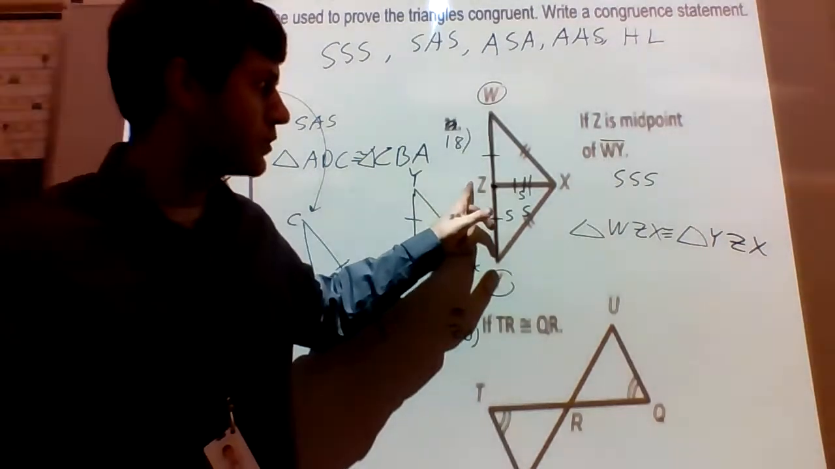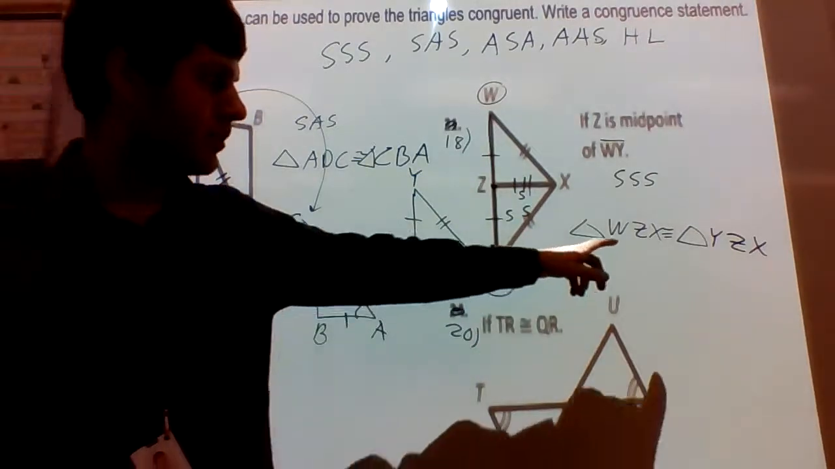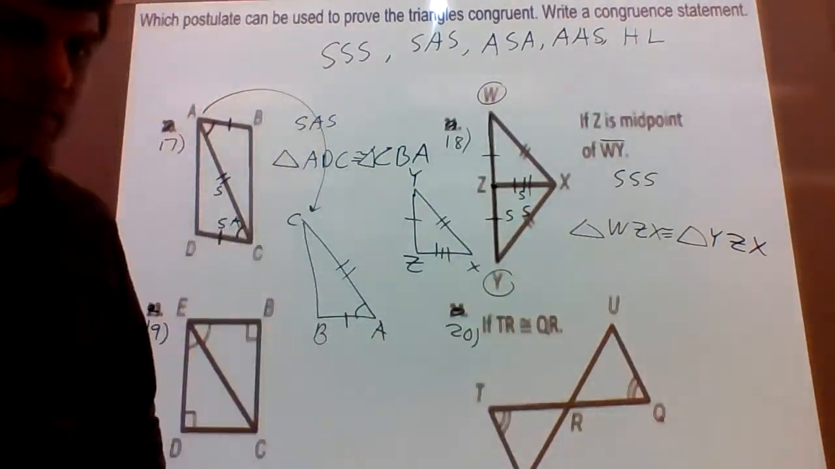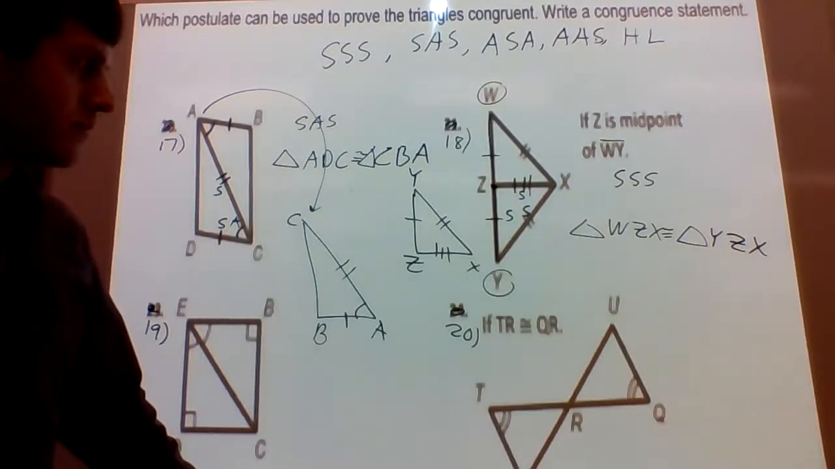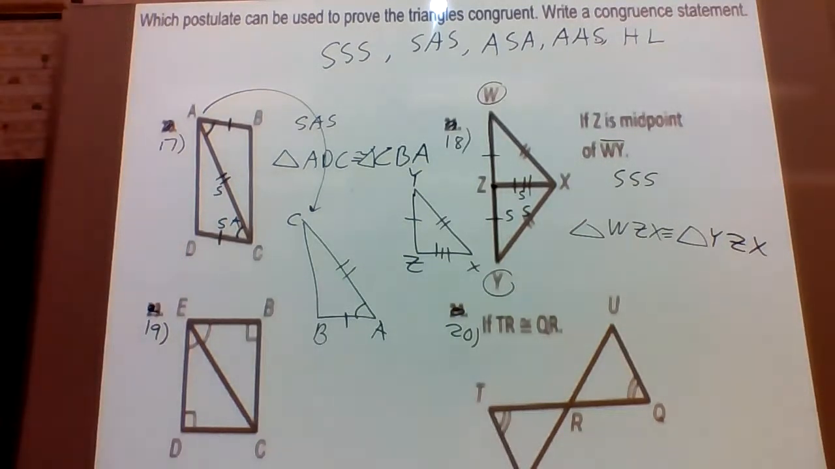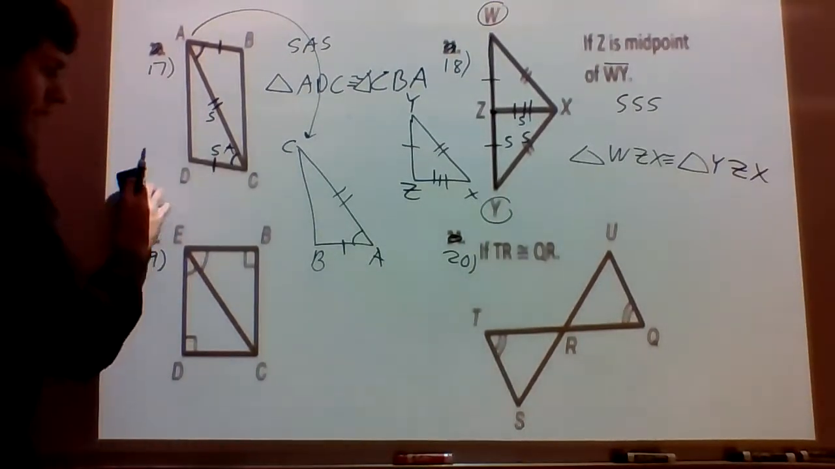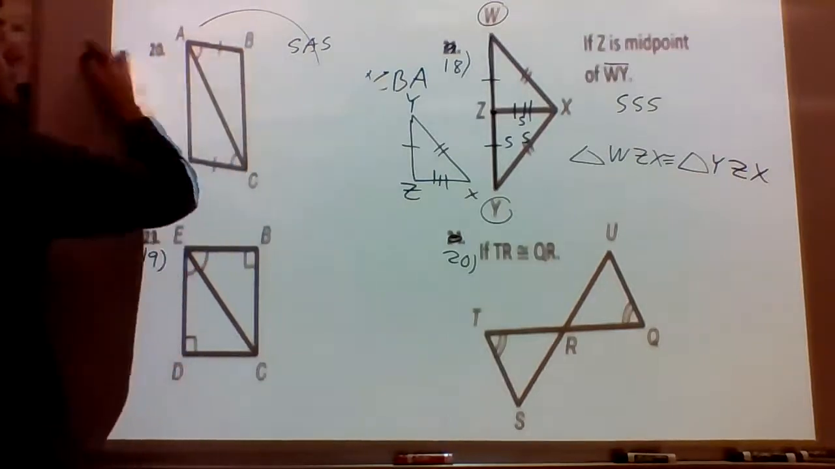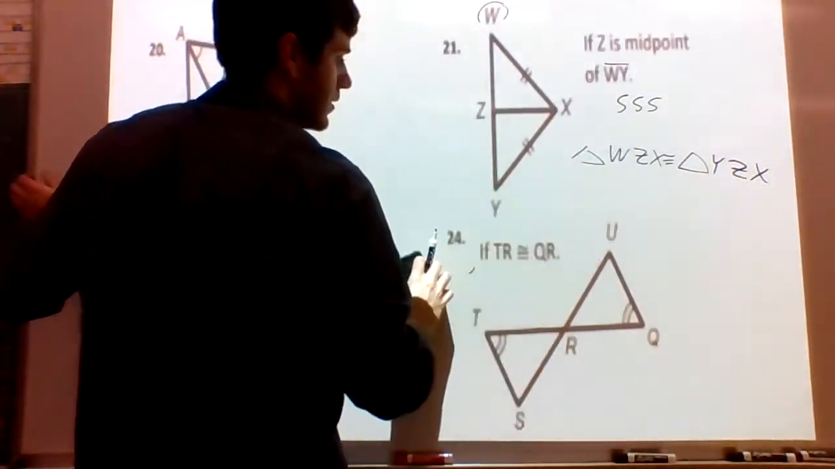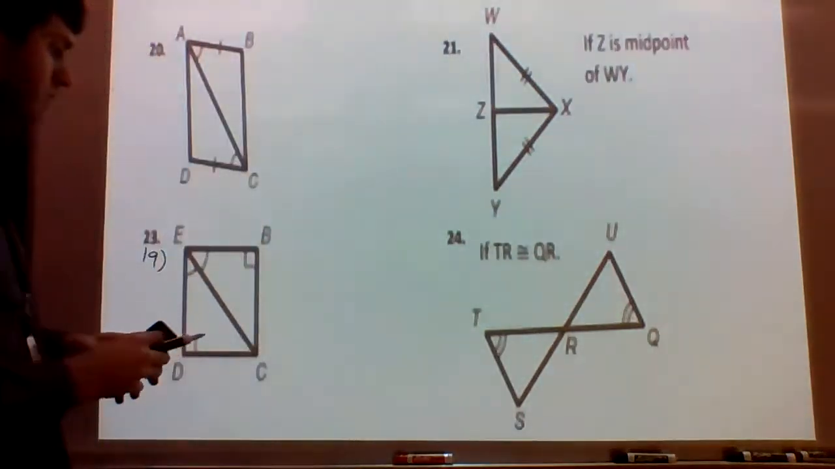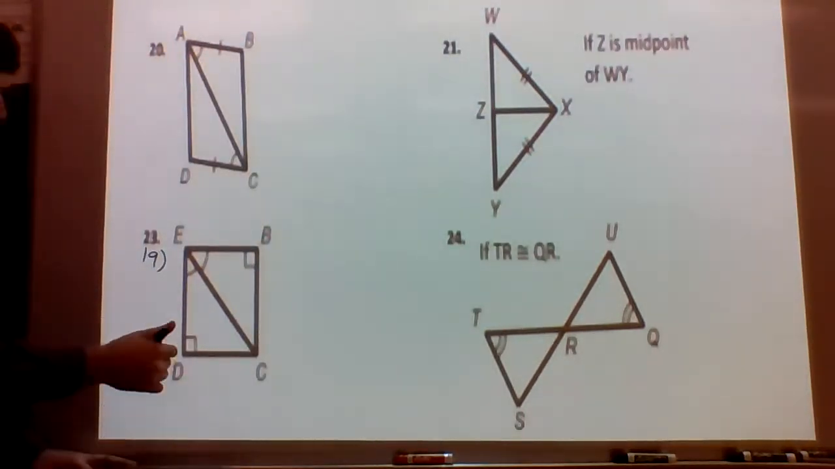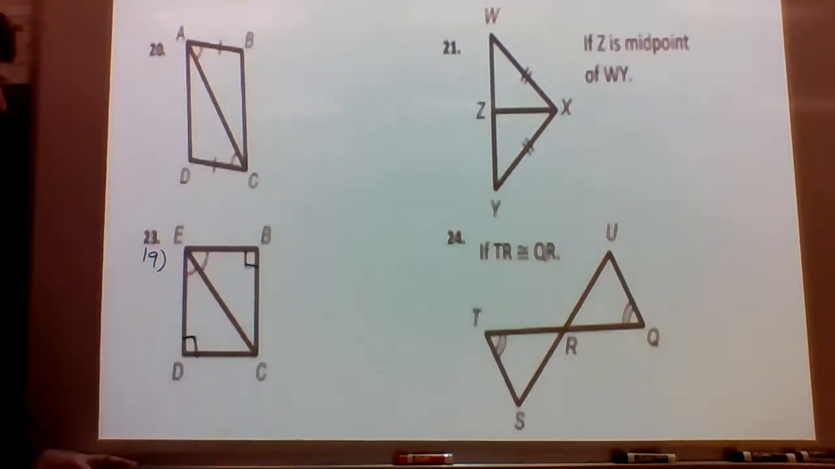We can name it. If we name the first one ZXW, then the second one has to be ZXY. The 2 triangles need to be congruent. So let's do this. So 19 and 20. All right. First thing we notice is we have 2 pairs of congruent angles, 2 pairs of corresponding angles that are congruent.